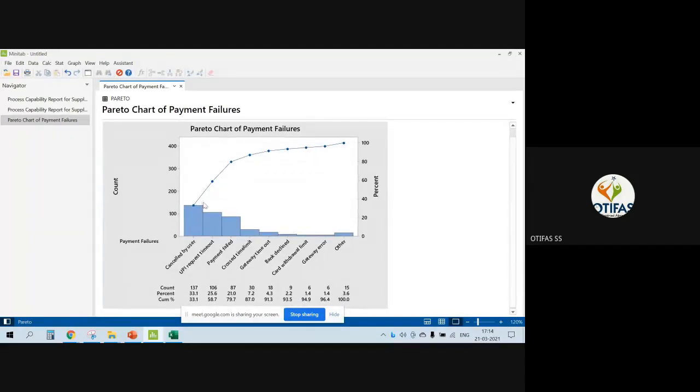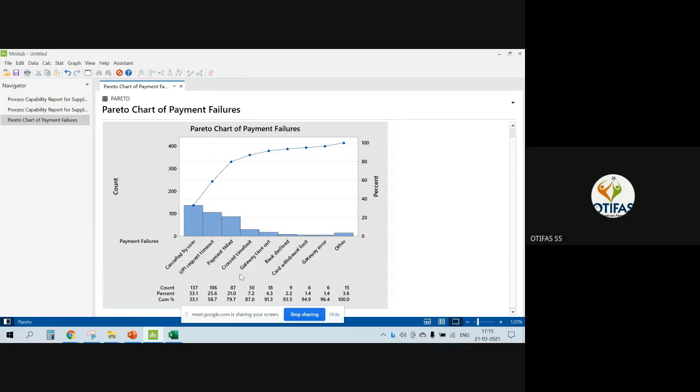Now what does this mean? See, what is the topmost problem? The topmost problem is canceled by the user. Maybe at the last moment the user is canceling it. The percentage is 33.1. Second is UPI request timed out, because of network error or whatever may be the reason. Now see, these are three categories, and 80% of the problems are because of these three things.